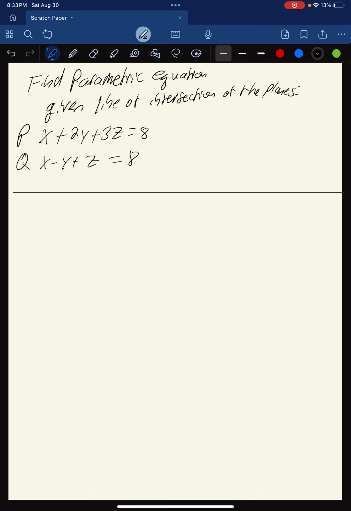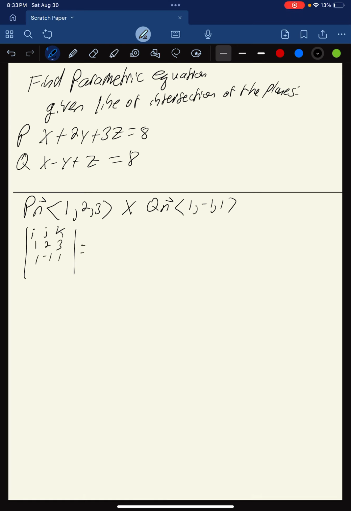But if you want further detail, we're first going to find the normal vector of both of these. The normal vector of P is the coefficients of each variable, so that would be 1, 2, and 3. And the normal vector of Q is the coefficients of each variable, which is 1, -1, and 1. Then we take the cross product of them, so we set up a matrix, and then we figure out the determinant.